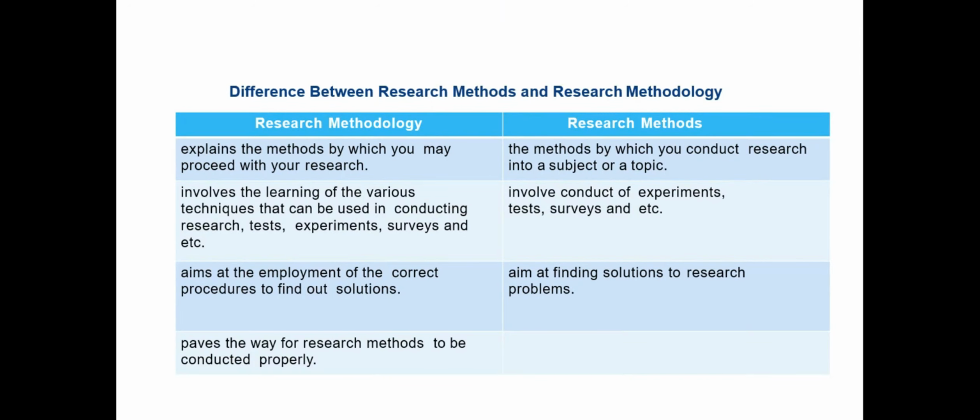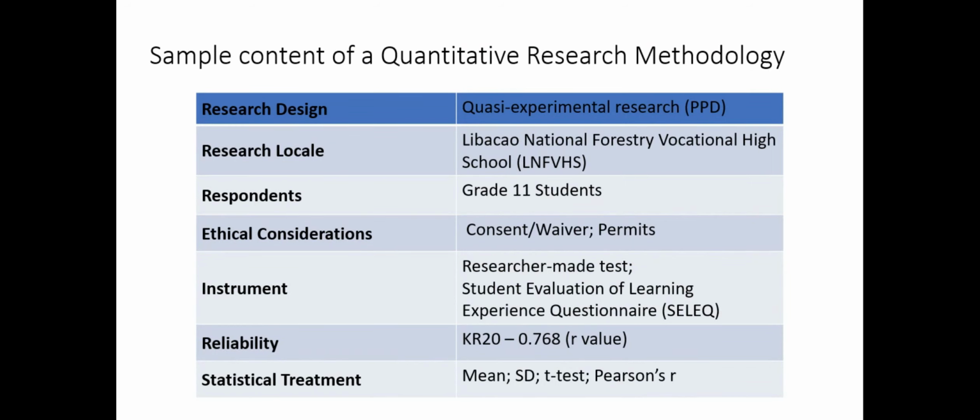Now, what's the difference between methods and research methodology? So, as mentioned earlier, methodology is more of an extensive description of what you did or what you're going to do with your research. Well, the research methods are just like the summary of what you're going to do in your research. Now, this is a sample content of a quantitative research method.